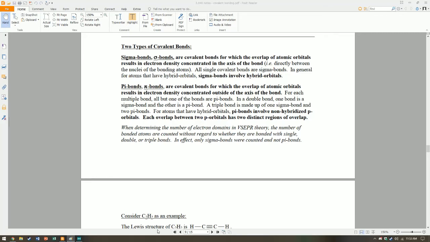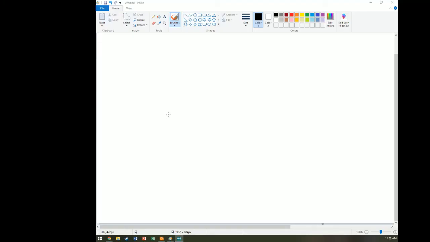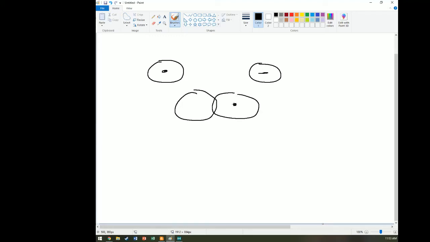Now, what do I mean pictorially? Let's draw some pictures here. So here is a sigma bond. Here are the nuclei, and if they bond, say the overlap is on the axis of the nuclei. So here is the intermolecular bond axis, and the electron density is concentrated here. Whereas with a pi bond, if I draw 2 dumbbells, okay, hang on, let me do a better job of this.